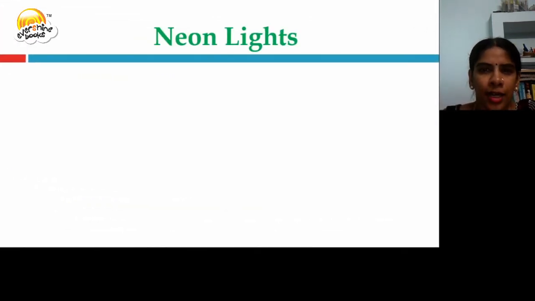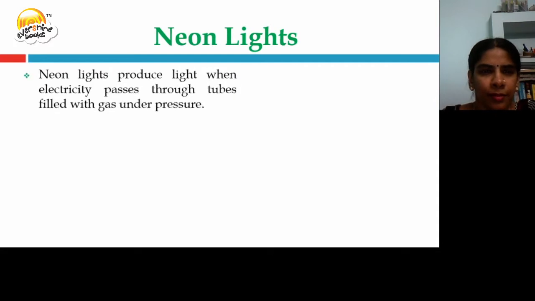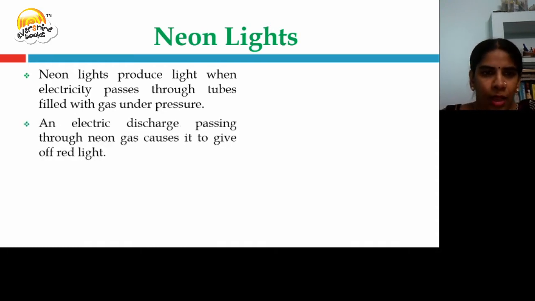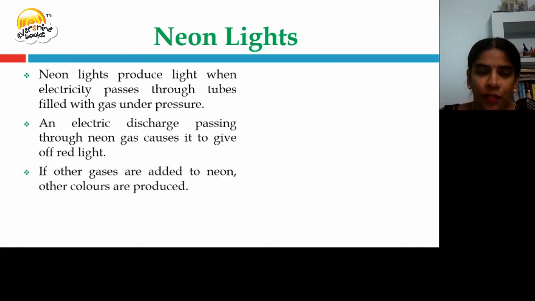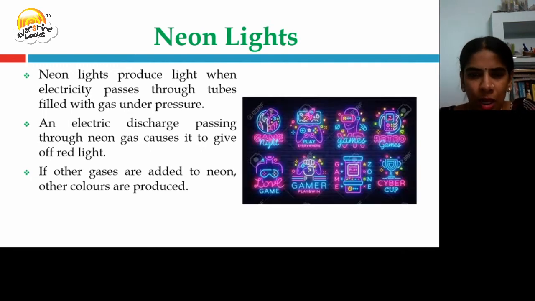The other type of light is a neon light. These lights produce light when electricity passes through tubes filled with gas under pressure. An electric discharge passing through neon gas causes it to give off red light. If other gases are added, it may produce different colors. You should have noticed this in your play areas and other areas.